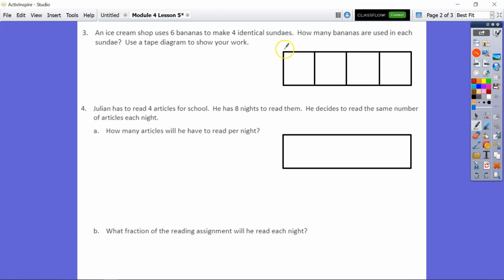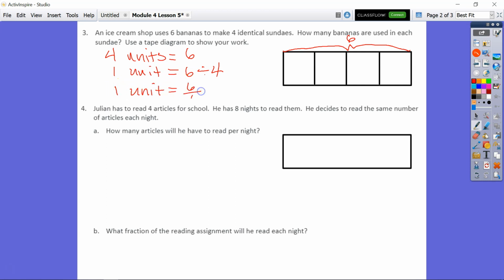We have our bananas up top. B-A-N-A-N-A-S. Alright, 6 bananas, 4 sundaes. If 4 units use 6 bananas, then 1 unit equals 6 bananas divided by 4. We say 1 unit is going to be 6/4.